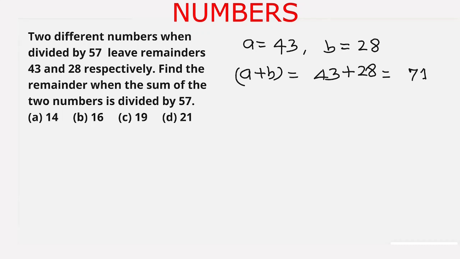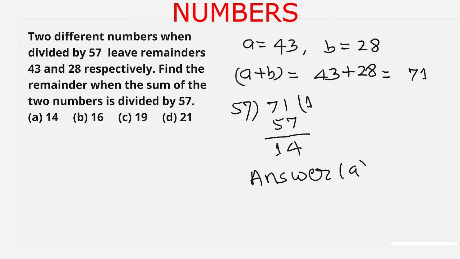And as 71 is greater than 57, so 71 when divided by 57, 57 times 1 is 57, and 57 when subtracted from 71 leaves remainder equal to 14. And from the given options, our answer is option A, 14. I hope you have understood the method of solving such type of questions.